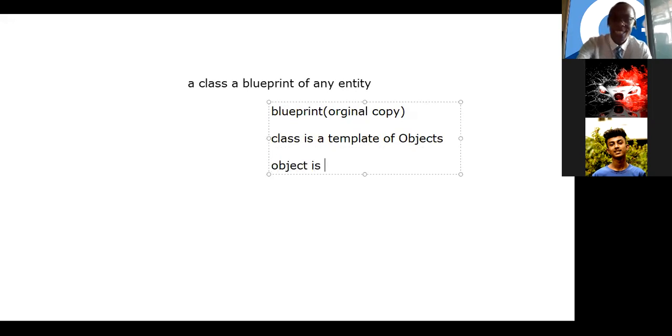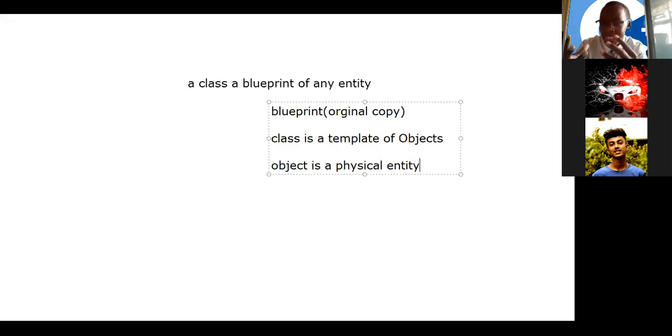Okay? So when we say it's a blueprint of any entity, we may also define a class as a template of objects. A class can be defined as a template of objects. Okay? What is an object? An object is a physical entity. For example, as I was telling you, when an architect is designing a bridge on paper, that is what? That is a class, okay?